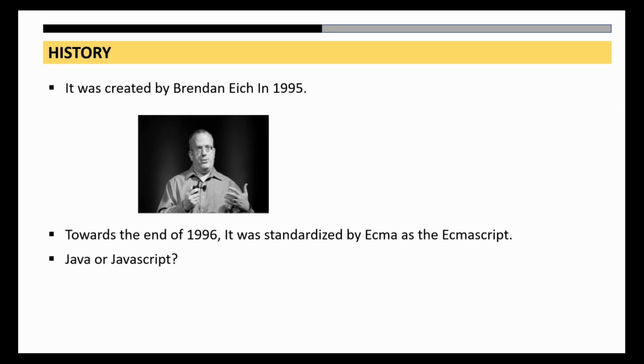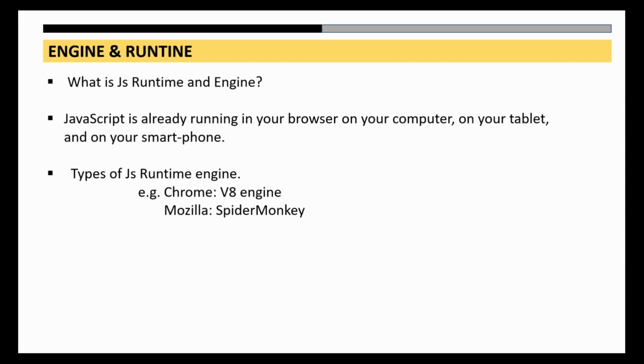Then the next question comes: how is JavaScript running in your browser? We have seen since childhood that our computer cannot understand the English language, and we write everything in the form of digits, special characters, numbers, or alphabets. So that is the reason we have this engine and runtime which allows you to run JavaScript in the browser. You don't have to install any plugin or anything in your browser. It is already running in your computer. Wherever you have a web browser, your JavaScript is running there, on your computer, tablet, smartphone, or MacBook. And every browser has its own JavaScript runtime and engine.